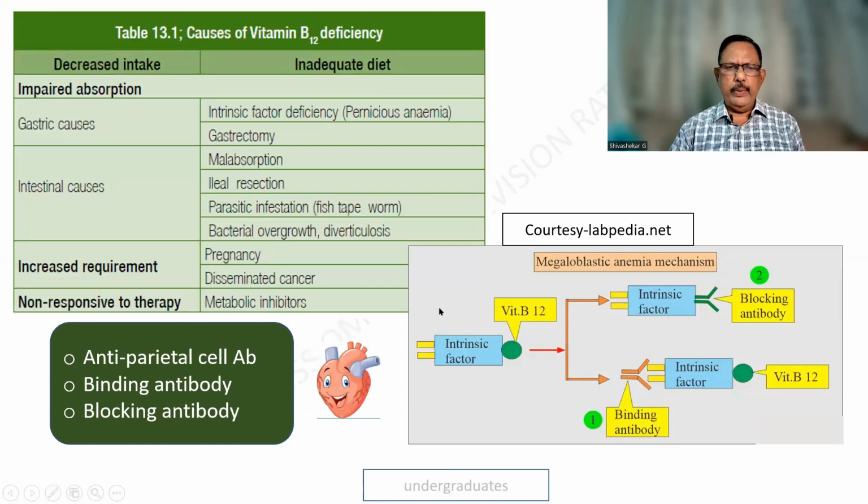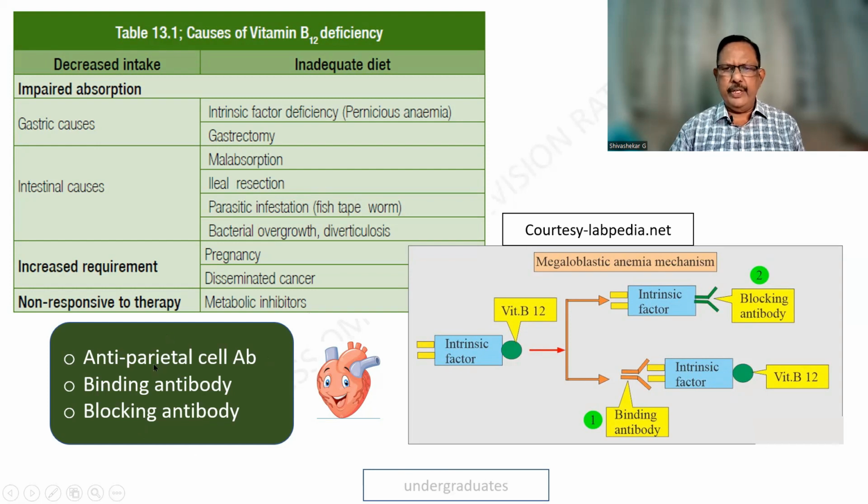The causes for B12 deficiency include all this. One is pernicious anemia, gastrectomy, any form of surgery or malabsorption, parasitic infestation, Diphyllobothrium latum, an MCQ, bacterial overgrowth and diverticulosis, increased demand in pregnancy, disseminated cancer, and metabolic inhibitors.